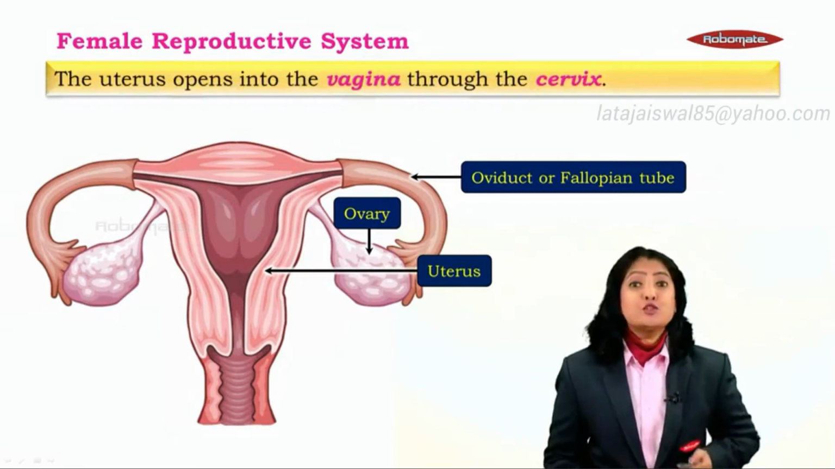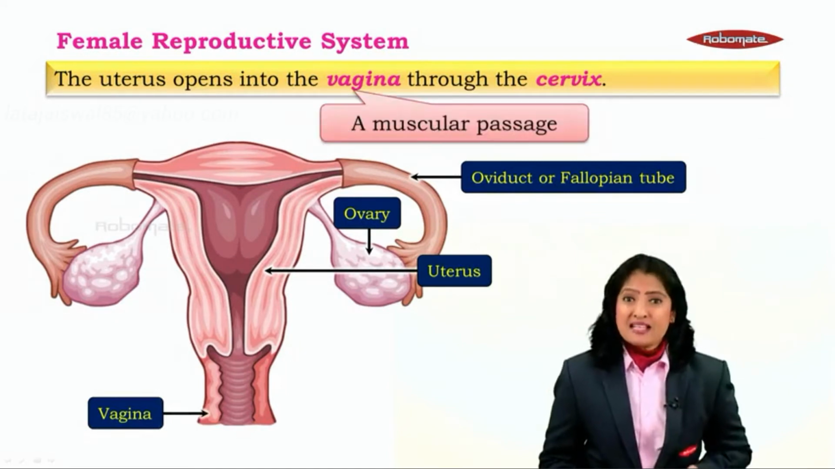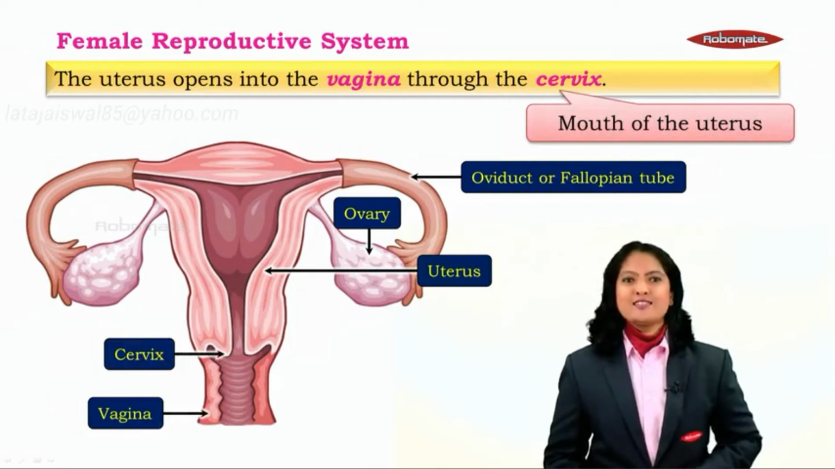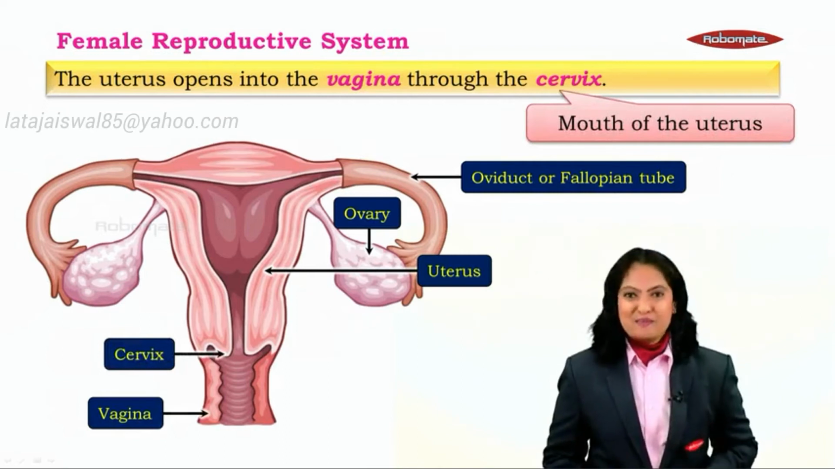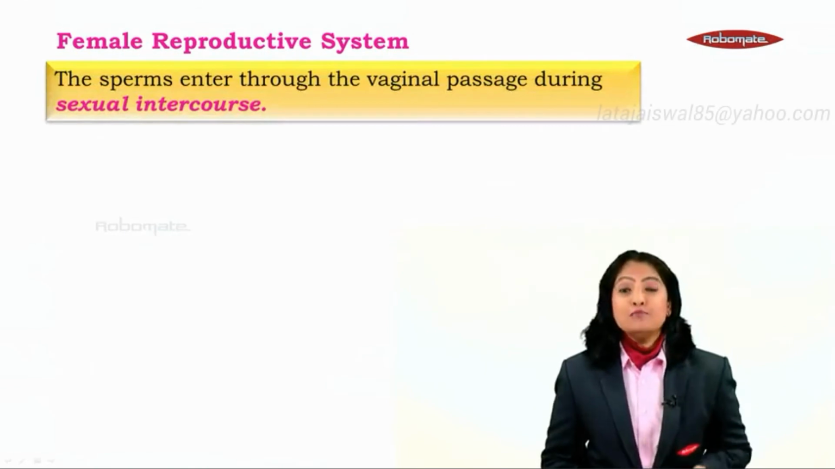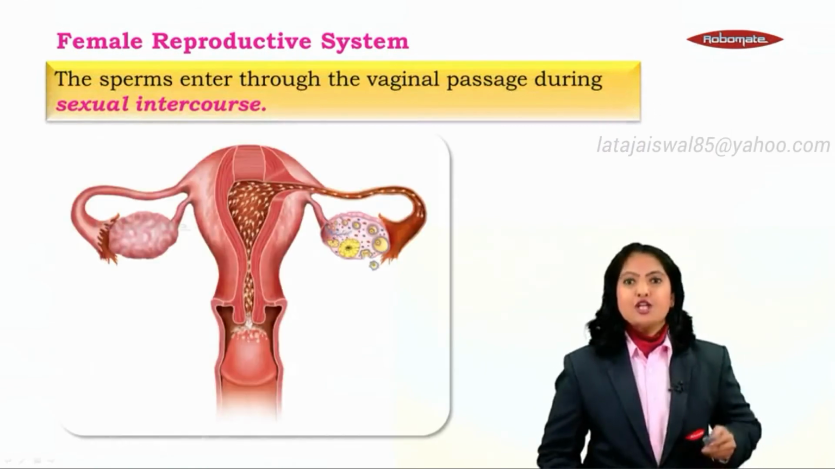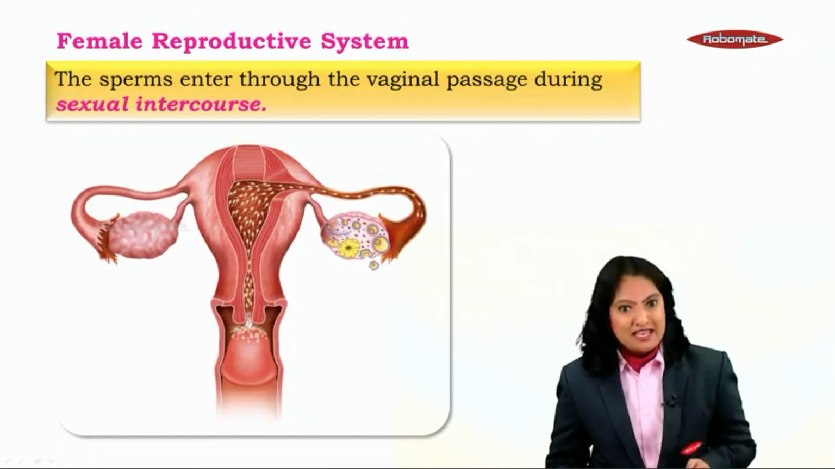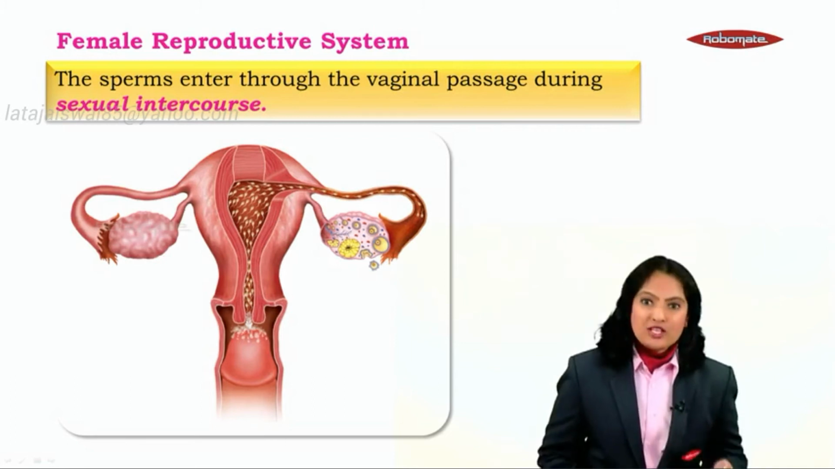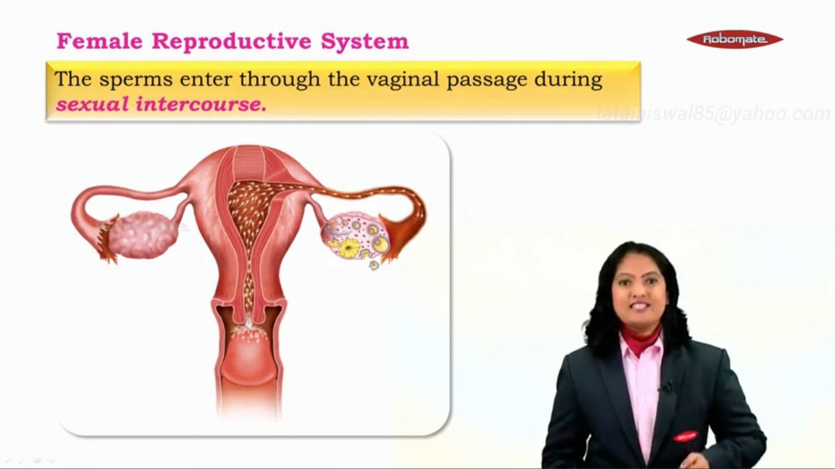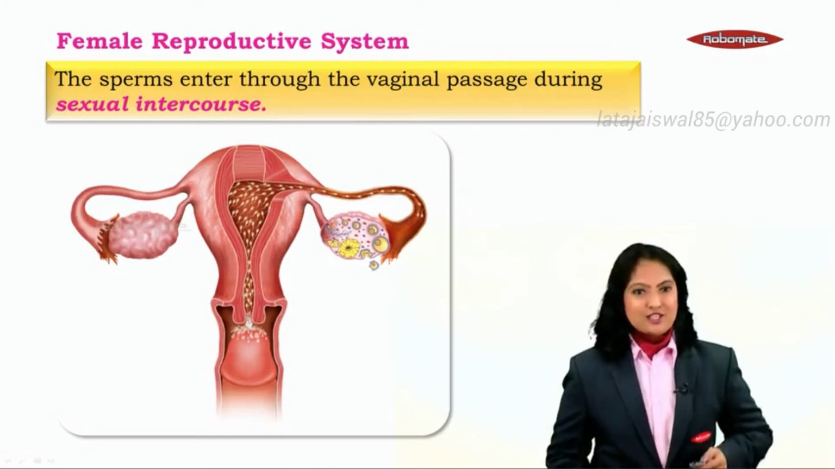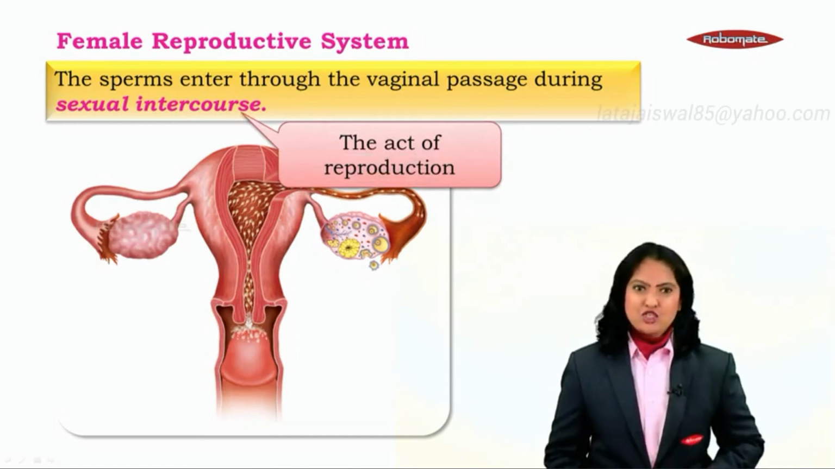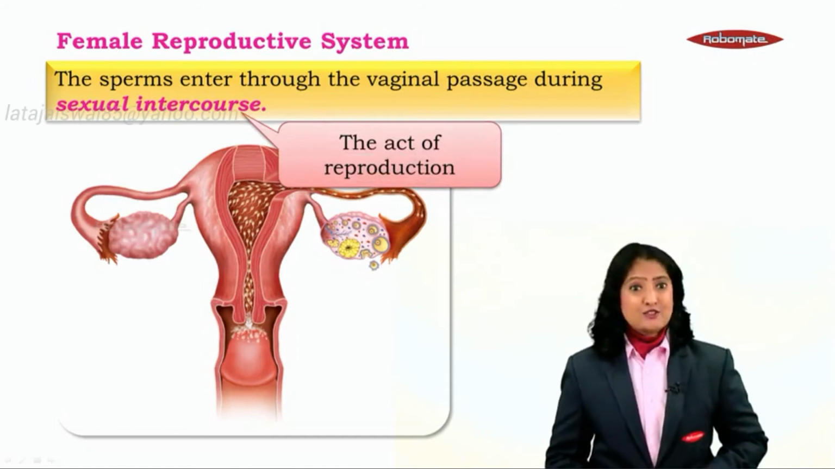Students, the uterus opens into a muscular passage called as the vagina through the cervix. Cervix is nothing else but the mouth of the uterus. Further, the sperms enter through the vaginal passage during the sexual intercourse. The male reproductive organ called as penis unites with the female vagina, and the sperms enter through the vaginal passage during sexual intercourse. This is called as the act of reproduction.